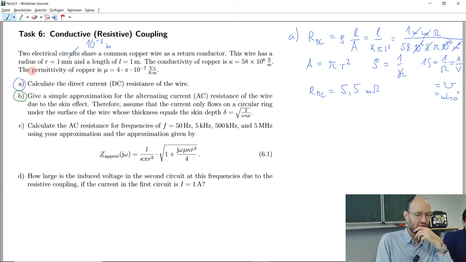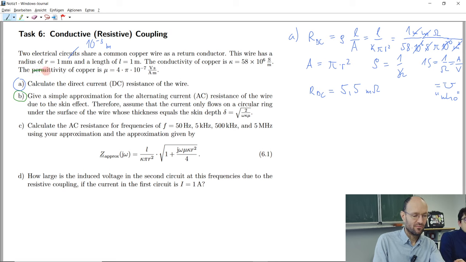That's an interesting typo here. So this should, of course, be permeability. Interestingly, I think we are using this exercise task sheet since 10 years. No one ever noticed that there's permittivity instead of permeability.